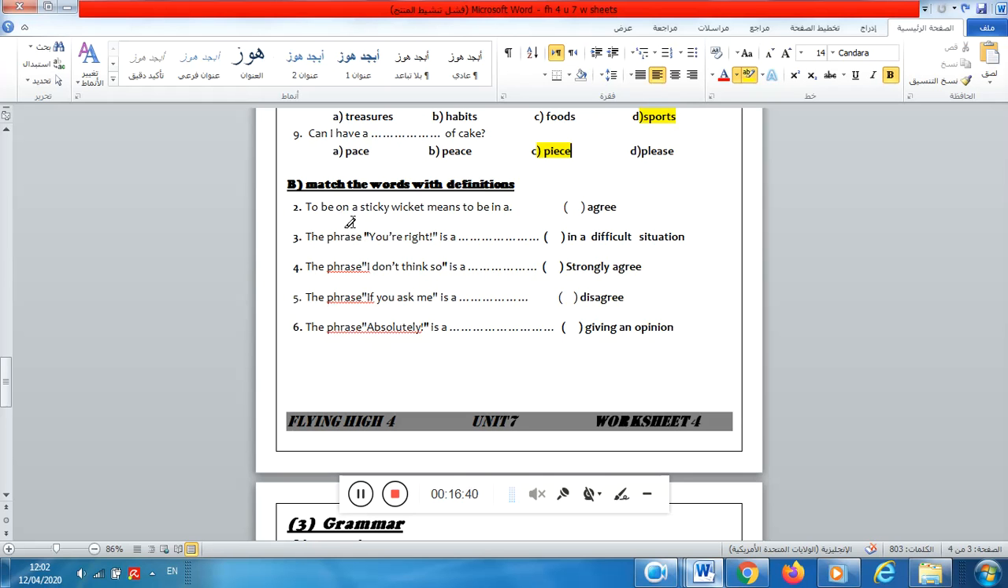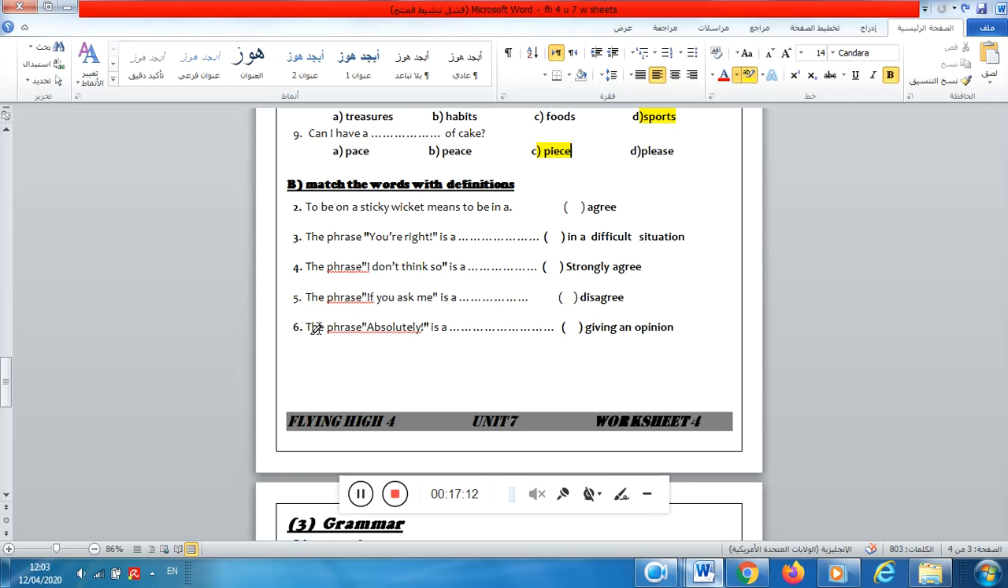So yes, to be on a sticky wicket means to be in a difficult situation. The phrase "you are right" is, what do you think? You are right. This is an agreement. The phrase "I don't think so," of course this is a disagreement. The phrase "absolutely," what do you think it is?